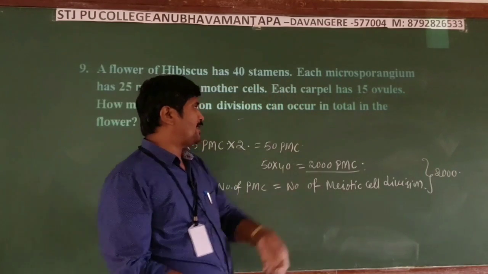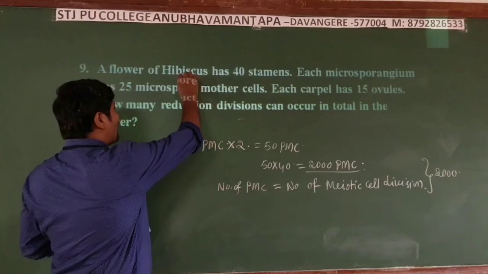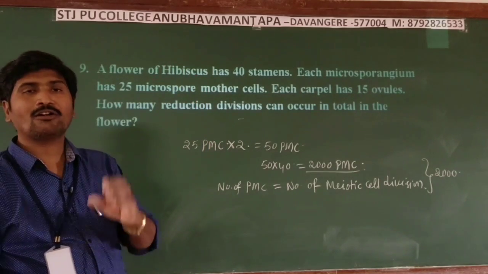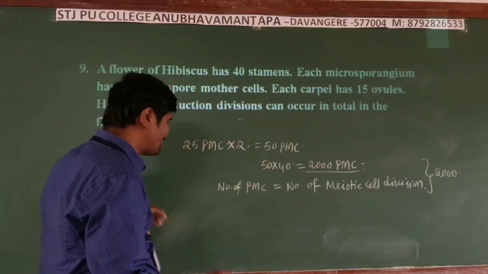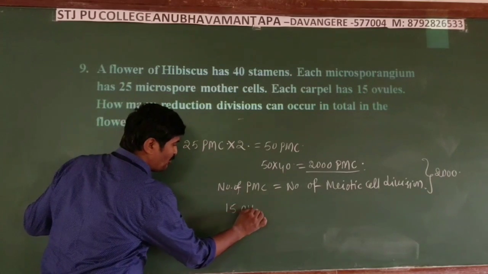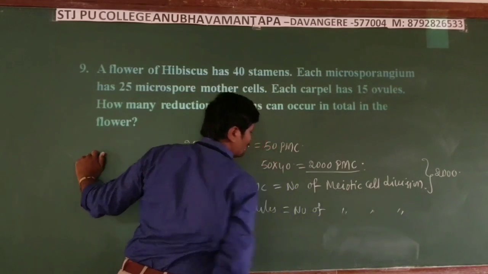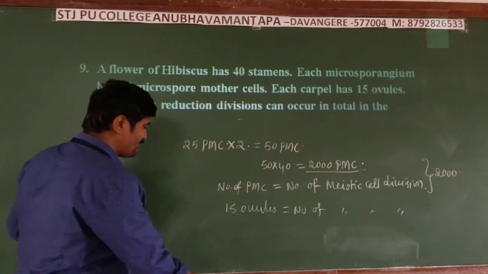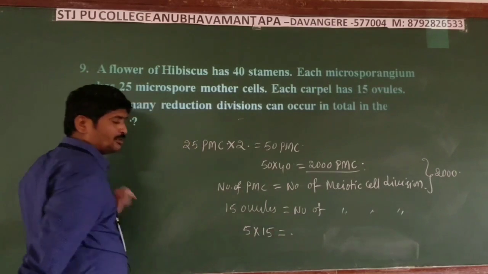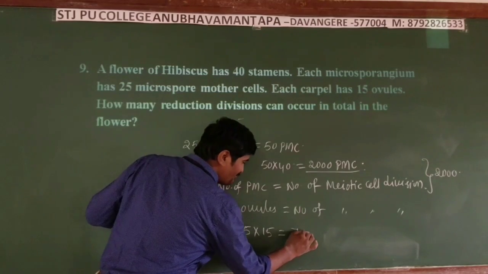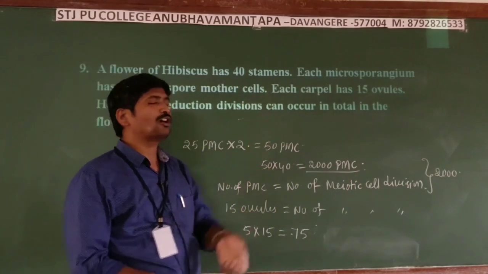Next one, carpel. Each carpel has 15 ovules. Here also it is very important. Hibiscus is pentalocular, pentacarpellary. Total 5 carpels are there in a single flower. Each carpel has how many ovules? 15 ovules. The number of ovules is also equivalent to the number of meiotic cell divisions. Total 5 carpels, 5 into 15, total 75. 75 meiotic divisions are required in the carpels.